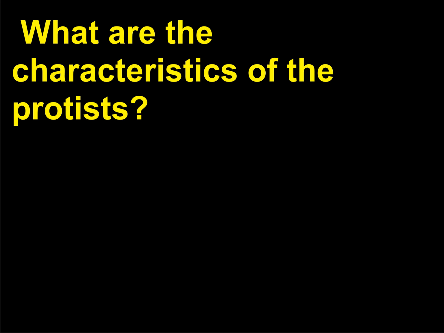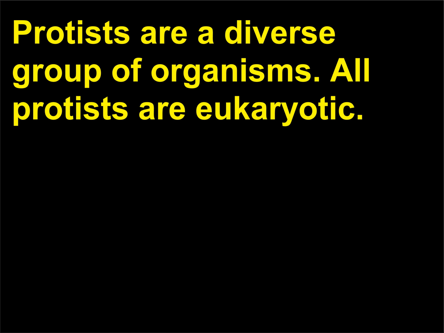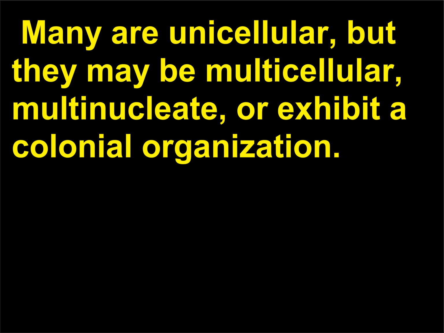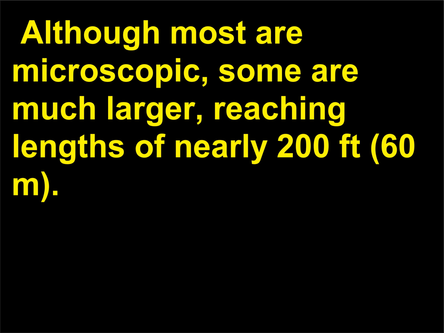What are the characteristics of the protists? Protists are a diverse group of organisms. All protists are eukaryotic. Many are unicellular, but they may be multicellular, multinucleate, or exhibit a colonial organization. Although most are microscopic, some are much larger, reaching lengths of nearly 200 feet, 60 meters.